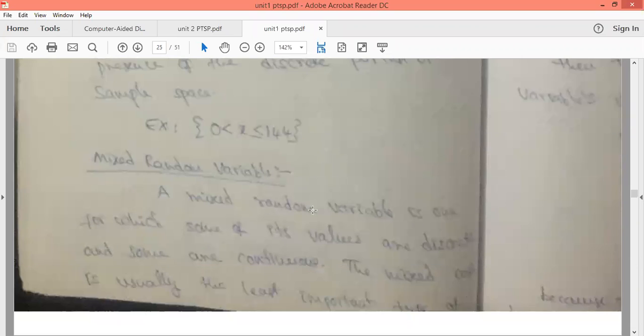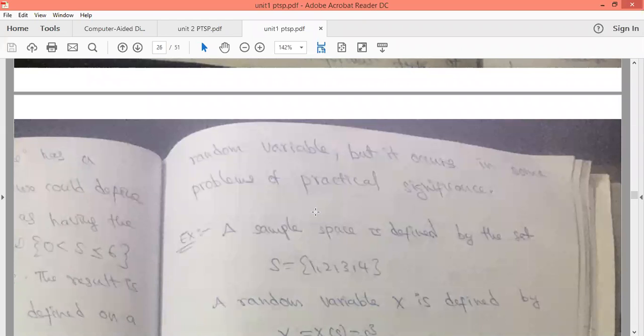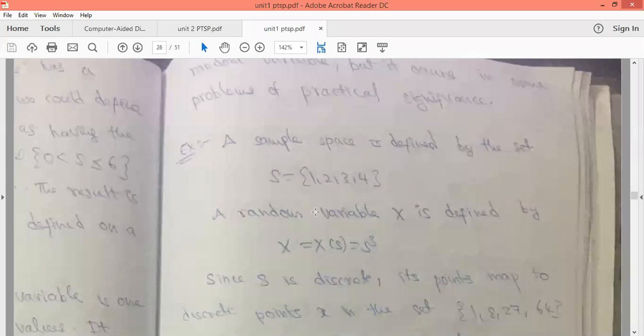The next type of random variable is the mixed random variable. It has two parts: some of the elements are discrete in manner, and some of the elements are continuous in manner. This type of random variable is called a mixed random variable. It is of very little importance, but it is used in some practical problems where we have this type of random variable.